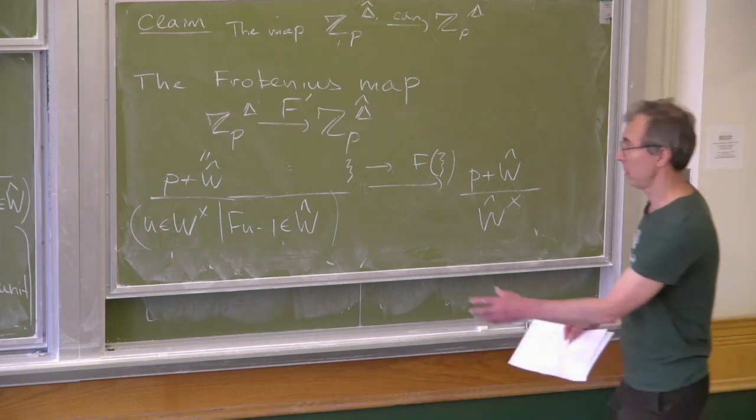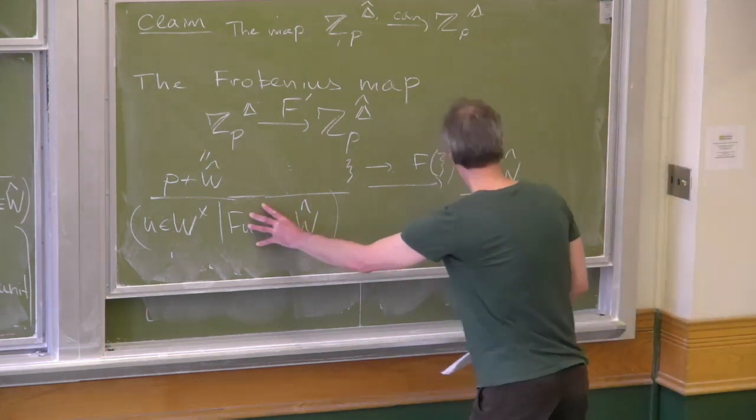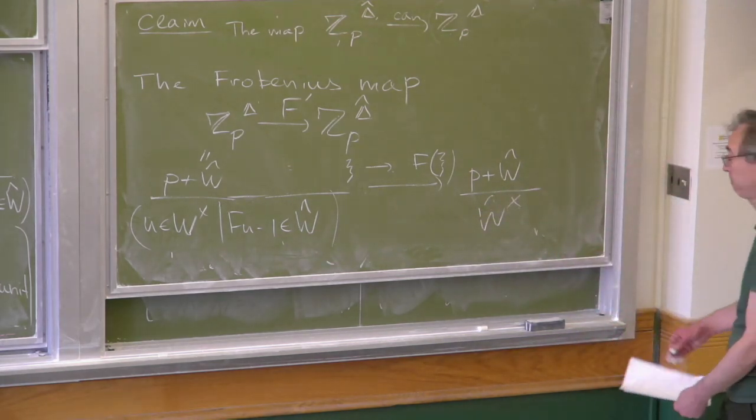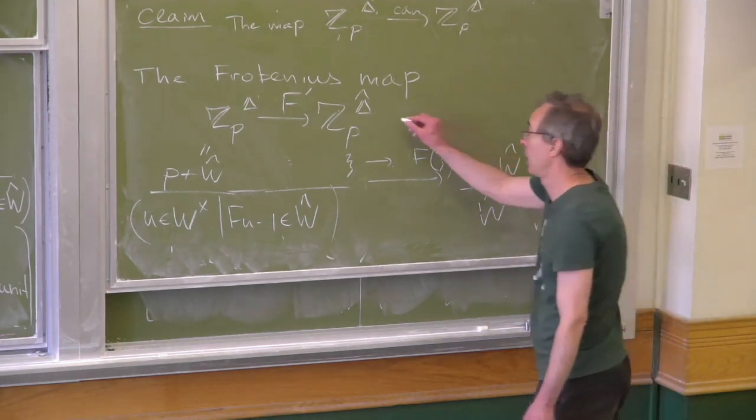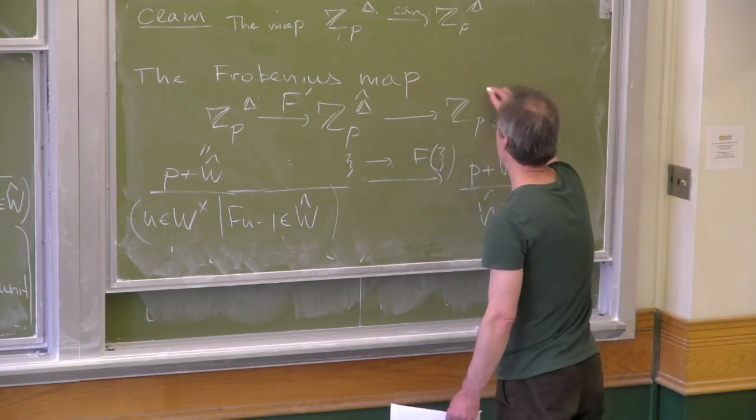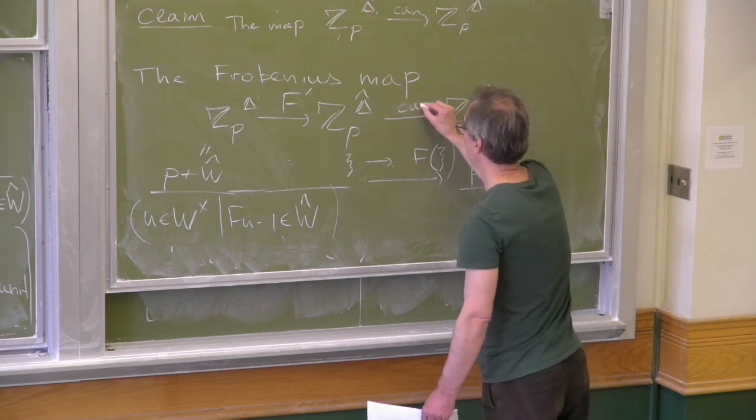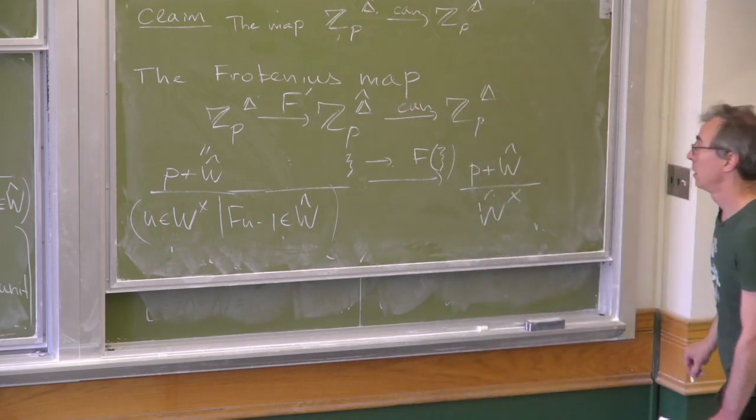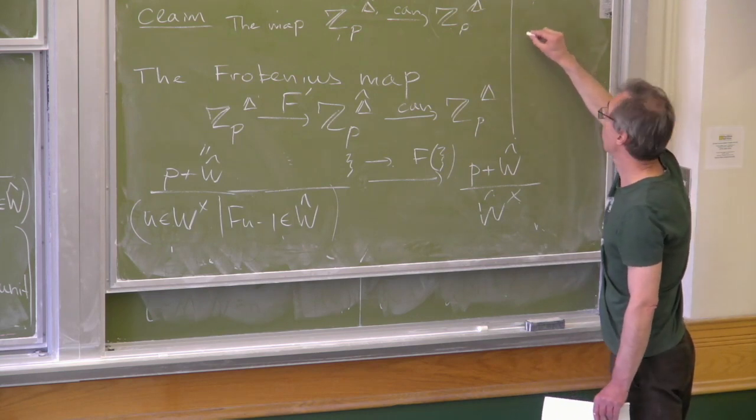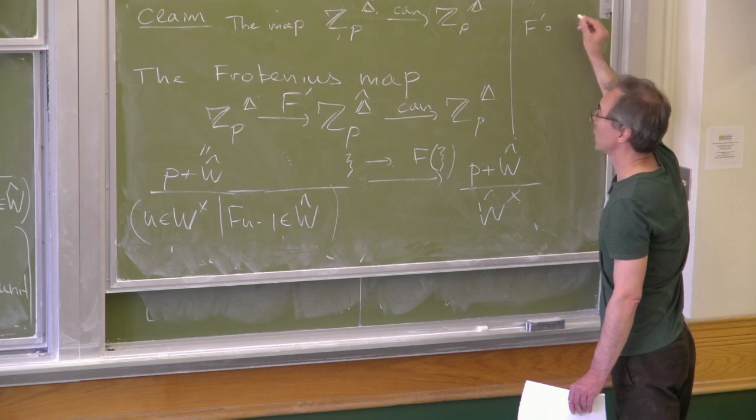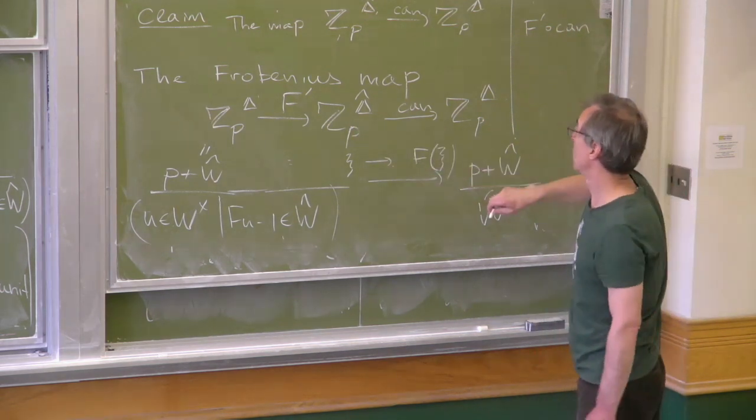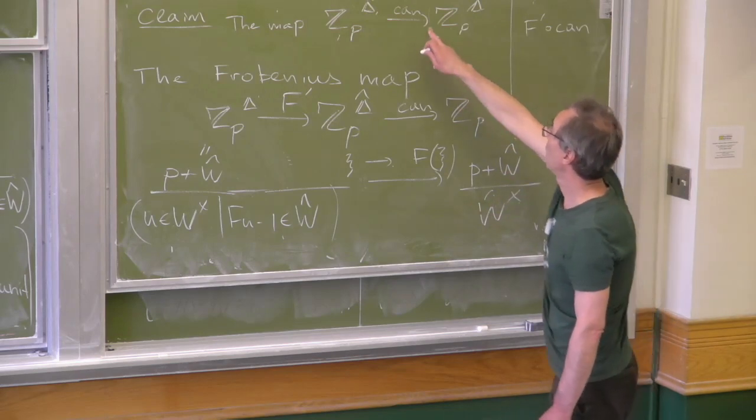Right? So the idea is that under this map, this group maps to this one. So this gives me the Frobenius. And so if I compose it with the canonical map, then we have F prime composed with canonical. So it's a map.